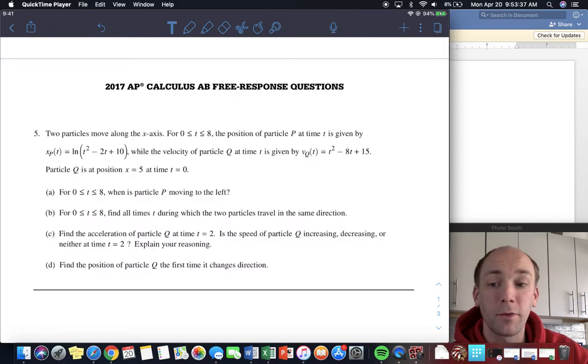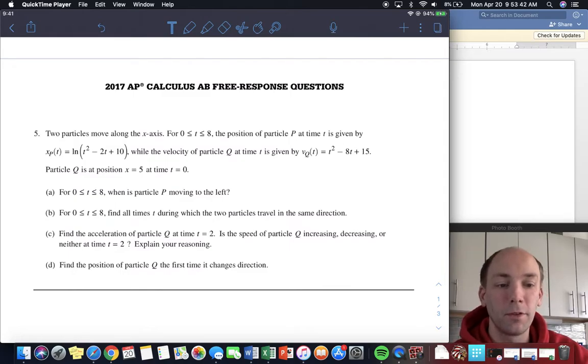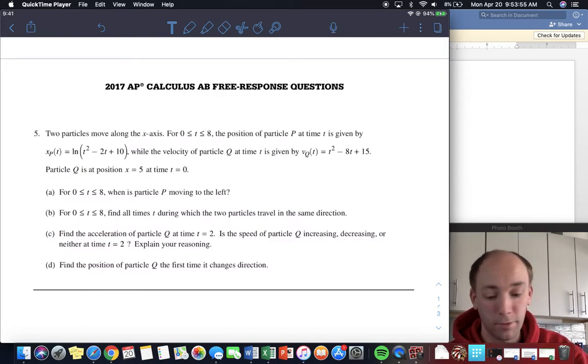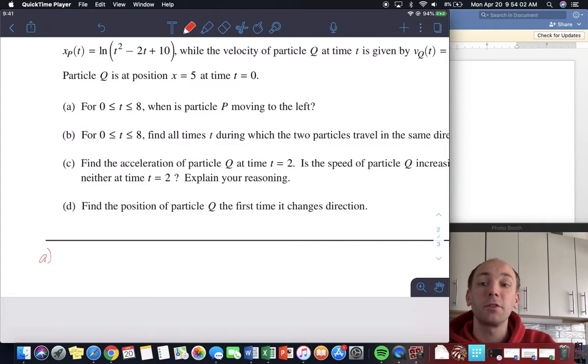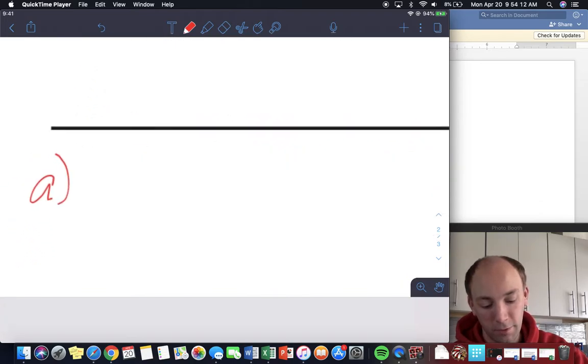For part A, for t between 0 and 8, when is the particle p moving to the left? So do you remember when a particle is moving to the left? For a particle to move to the left, we are going to take the derivative. For p, we were given the position function, so in order to figure out when we're moving to the left, we need to know when the velocity is negative. So let's go ahead and take the derivative of the position function.